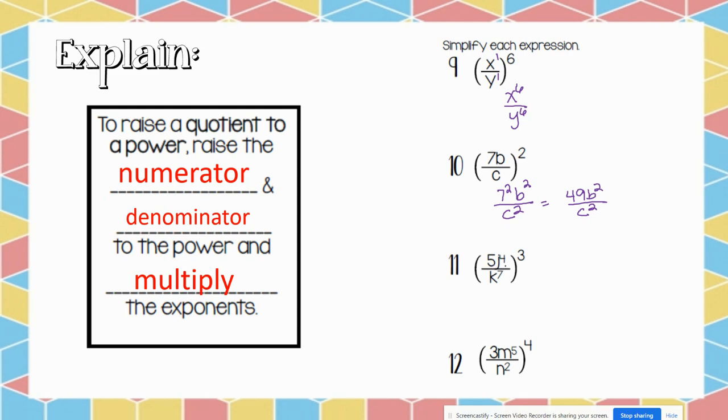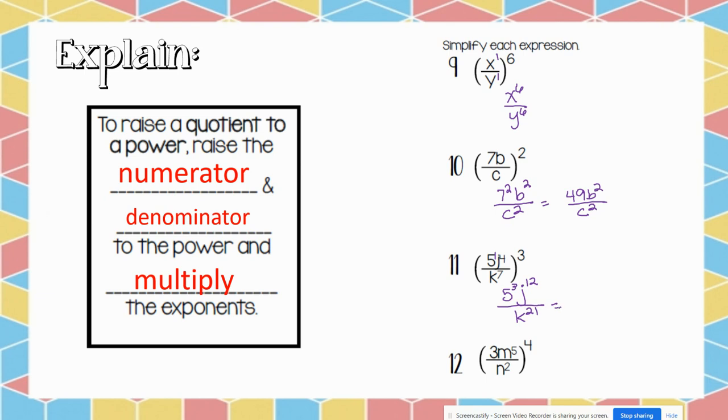For 5j to the 4th over k to the 7th, we have to raise every part of this to the 3rd power. That includes 5. So 5 has an invisible exponent of 1, so we would do 1 times 3, which would give us 3, so this is 5 to the 3rd power. J to the 4th raised to the 3rd power, because it's a power being raised to a power, we're going to do 4 times 3, which is 12, so that's j to the 12th. For k to the 7th raised to the 3rd, we're going to do 7 times 3, which is going to give us 21, so this is k to the 21st.